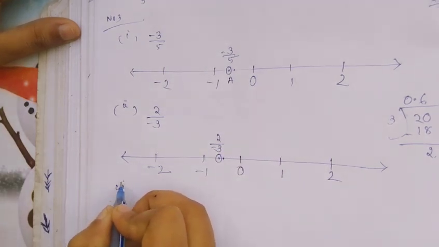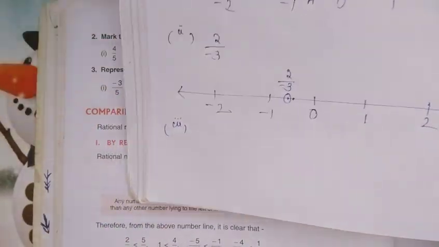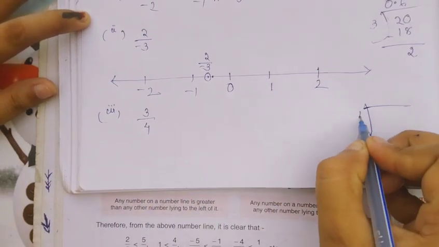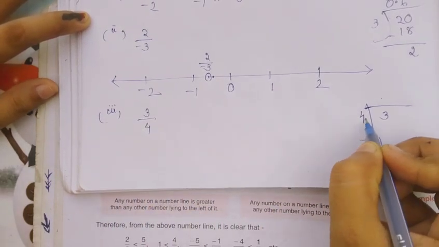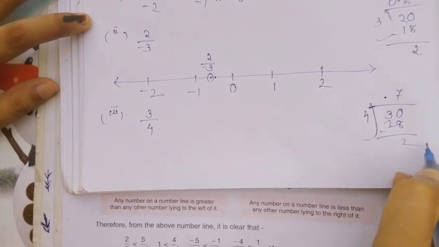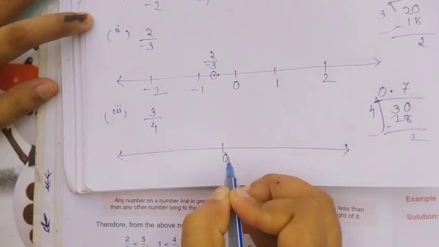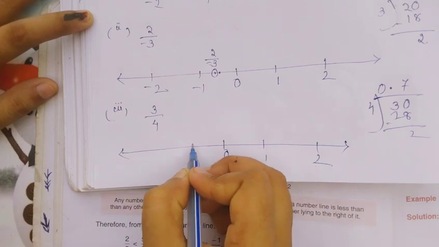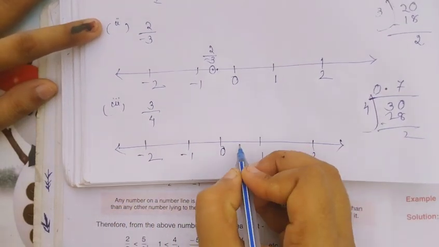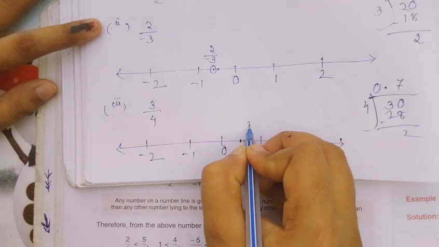Now we solve the next point, 3 by 4. First we divide. 3 is less than 4, so we put a decimal. Then 4 times 7 is 28. Then 2, 0.7. Here we put the origin point, 1, 2. Then minus 1, minus 2. It is the positive side. The answer is 0.7. This is 0.5, 0.6, 0.7. So we write 3 by 4.